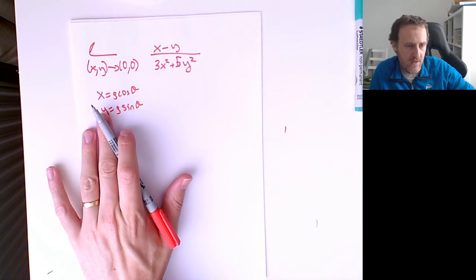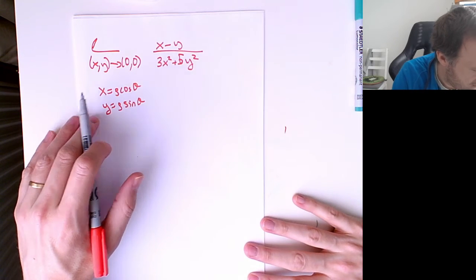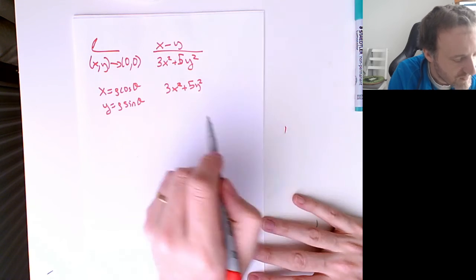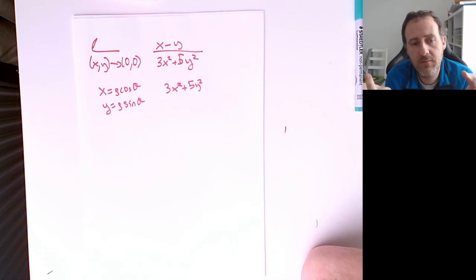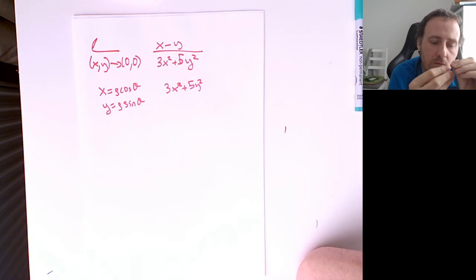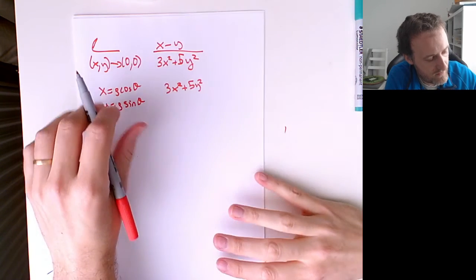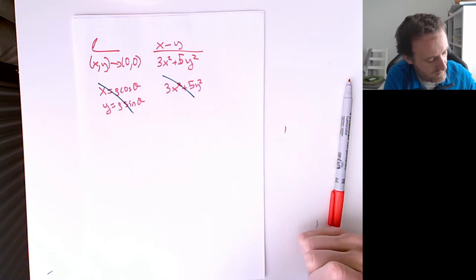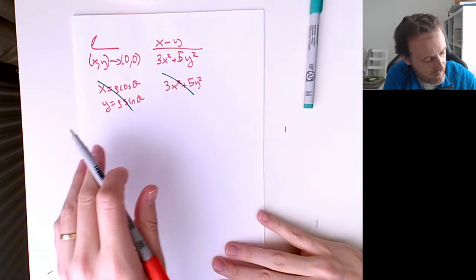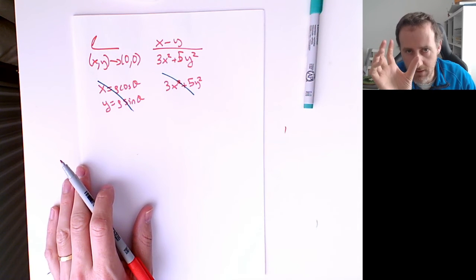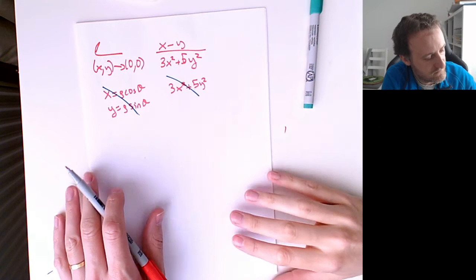But the problem here is that if we use these ones, then 3x squared plus 5y squared will depend on rho and theta. And we don't want this. So we need to tweak these coordinates, this change of coordinates, so we get something manageable. So 3x squared plus 5y squared does not depend on theta. That's what we want. That's our target. That's our goal.